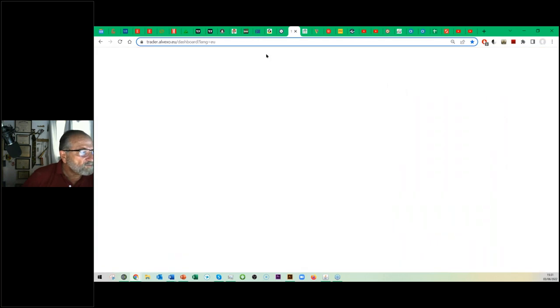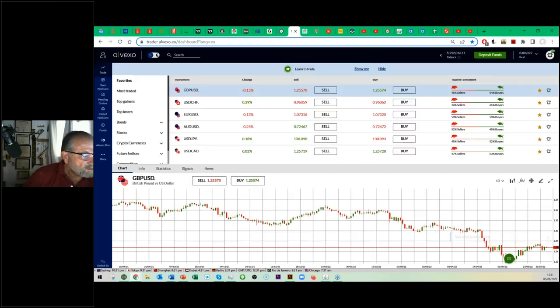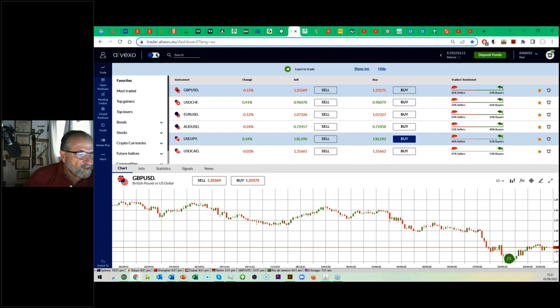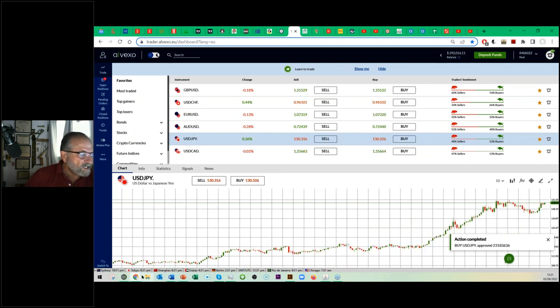Go to the trading platform. Trade dollar yen up. Buy dollar yen. Now it's going to jam up on me here. Well, while I'm waiting for that, let me just make sure things are all stable. Yeah, that's stable. I'm going to buy dollar yen. Dollar yen, buy. Small position, maybe make it a little bigger. Really small. That's it. It's 2 lots. Okay, I bought the dollar yen.